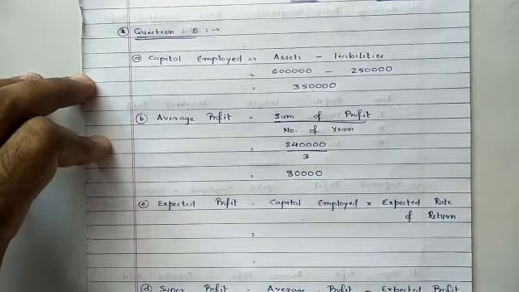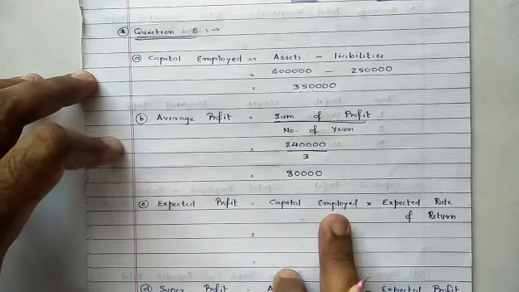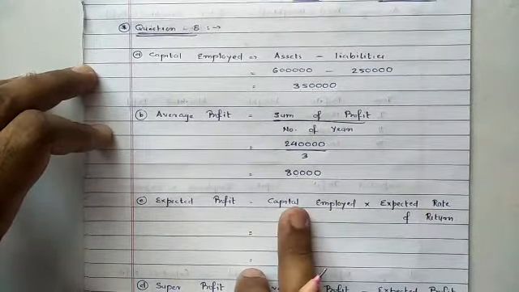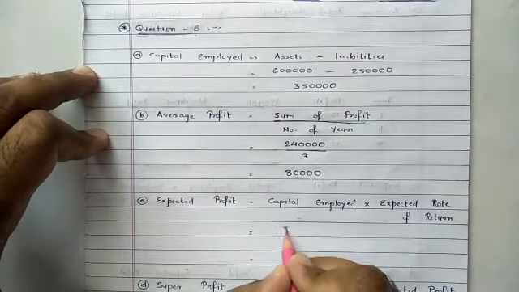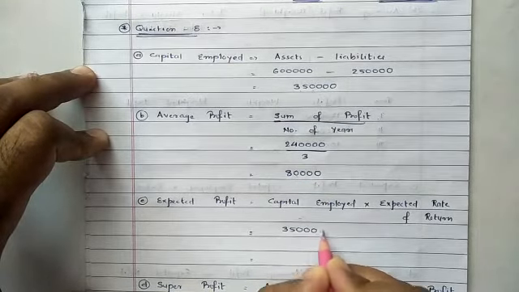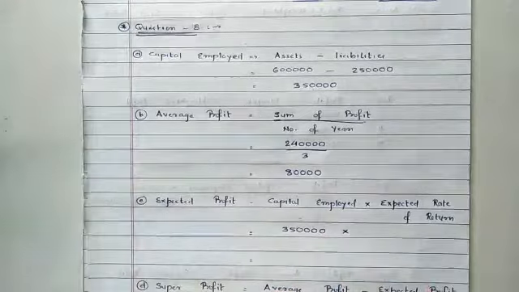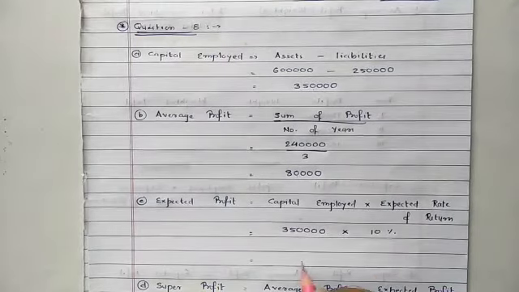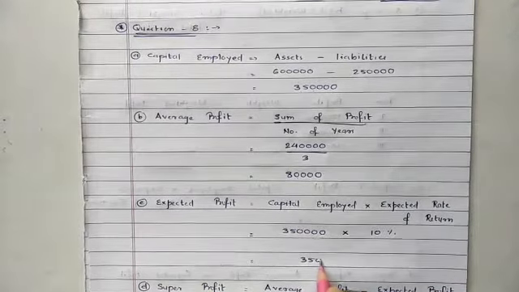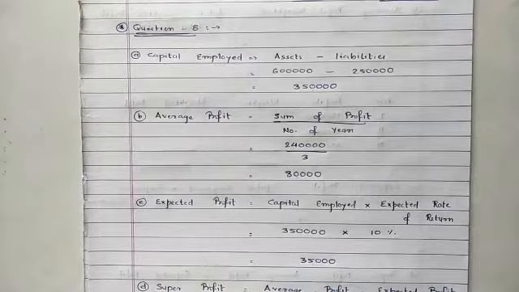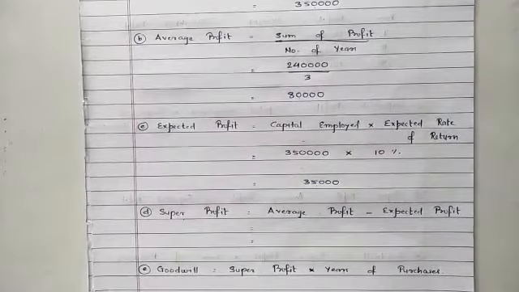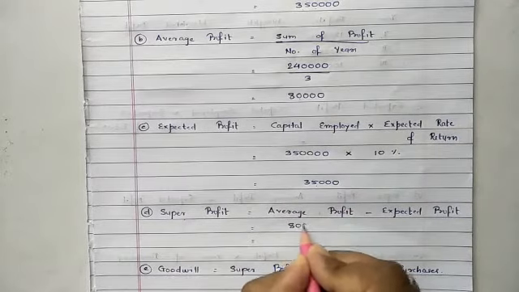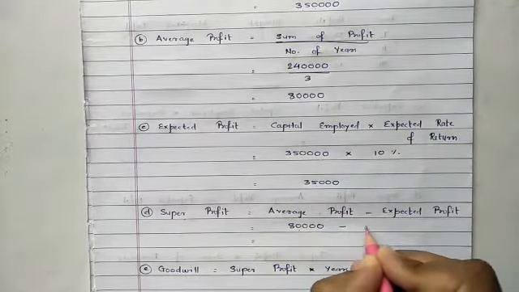Then calculation of expected profit. The expected profit is based on capital employed and expected rate of return, which will be given in the question. So capital employed as ascertained, rupees 3,50,000, into expected rate of return given in the question, 10%. So 3,50,000 into 10%, the resulting answer would be 35,000. Finally applying the same in super profit. The super profit is equal to average profit, that is 80,000, minus expected profit 35,000.